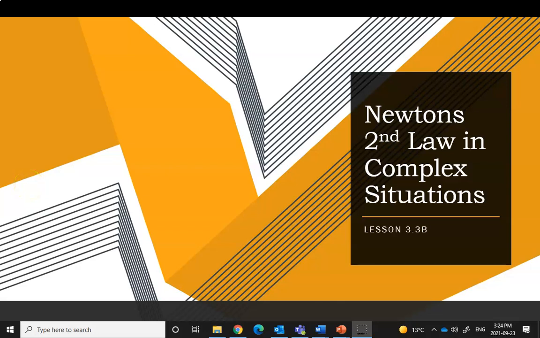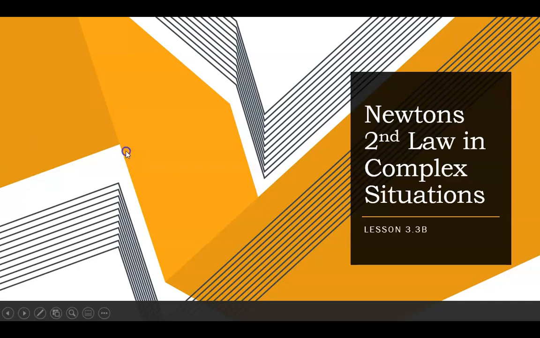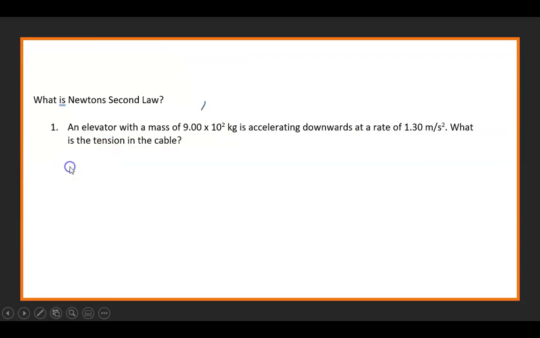Alright, this is Newton's second law in complex situations, lesson 3.3b for Physics 20. So, first thing, what is Newton's second law? Well, Newton's second law is simply put F equals ma.